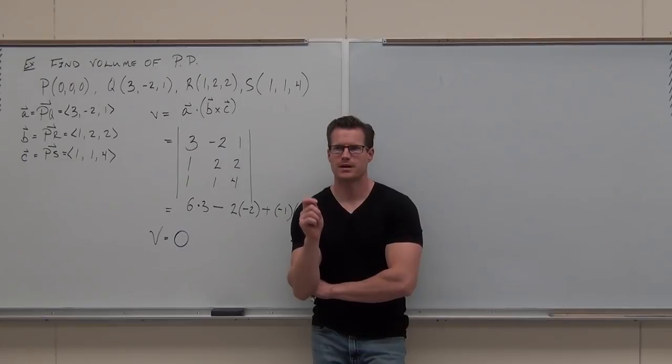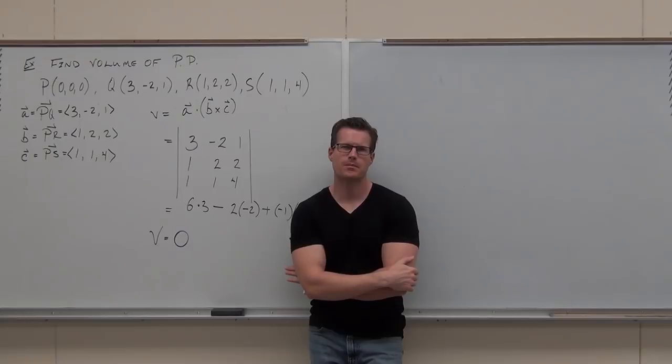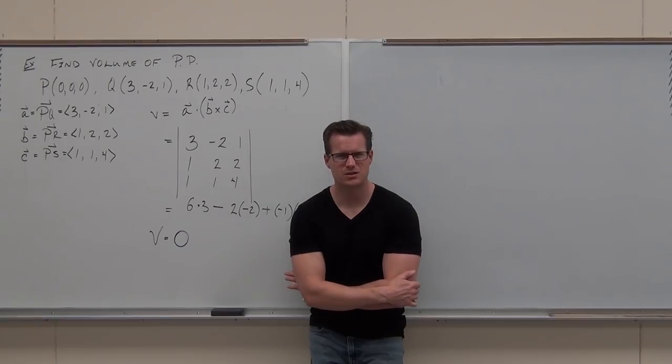Can a parallelepiped have a volume of 0? Yeah. Or would it just be area? How? It'd be a plane. It would be a plane, which means that its height would be 0. Okay, which means what?